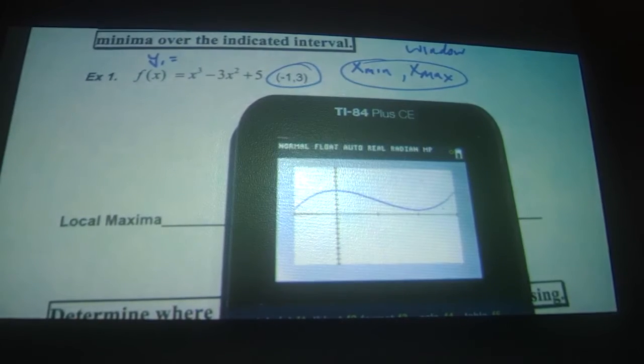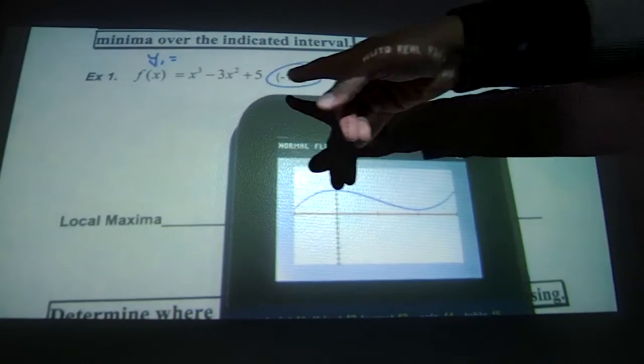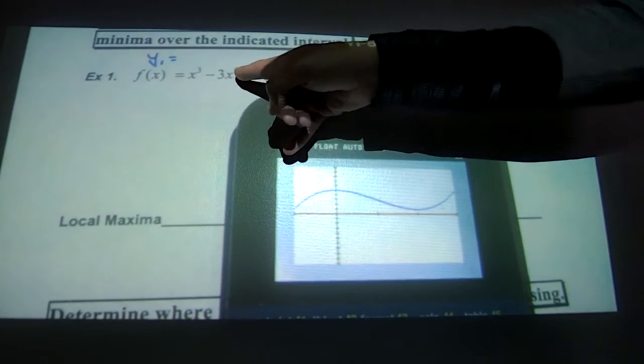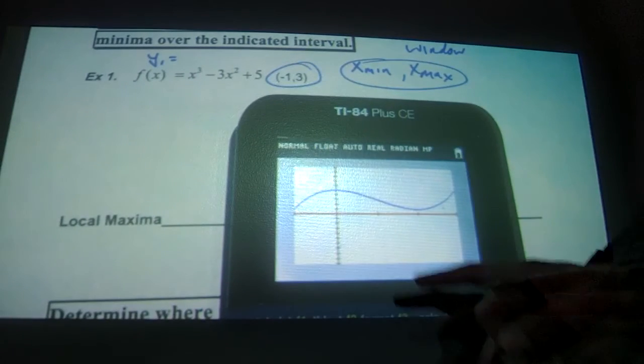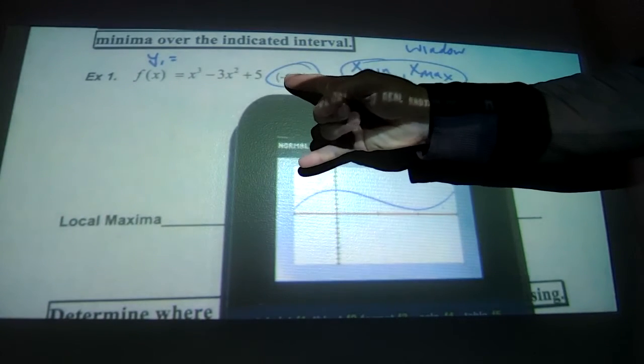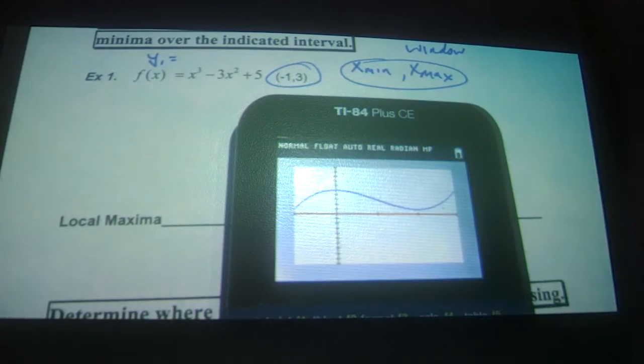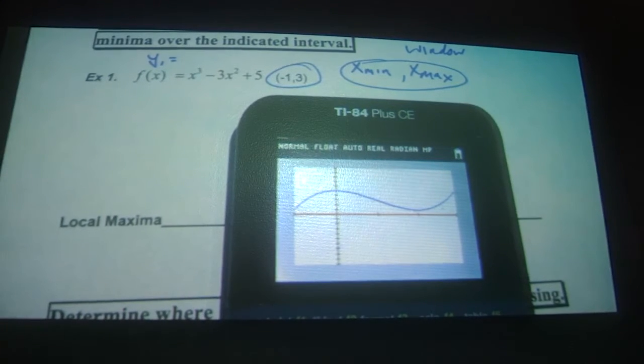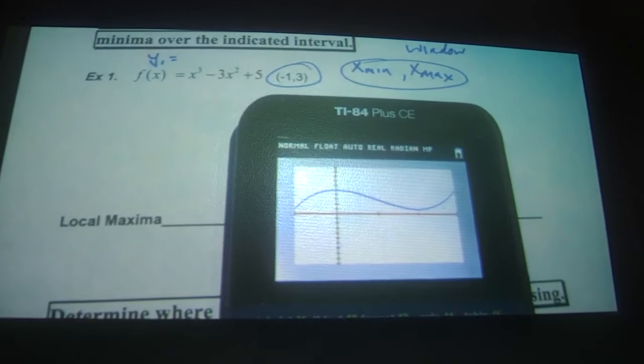So again, I went to y equals. I typed in x cubed minus 3x squared plus 5. I went to my window and I changed my x min and x max to -1, 3. And this is what I got, this nice, pretty little curve. Okay? It's like a roller coaster ride.